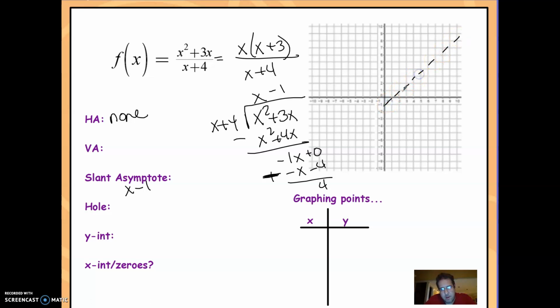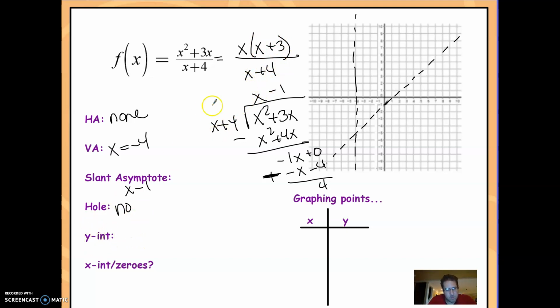So that's going to be about right there. All right, vertical asymptotes. So what would it take to make the denominator 0? That would be x equals negative 4. So I know that's going to be right there. Okay, so there are no holes because there is no crossing out on top and bottom. There's no common numerator and denominator.